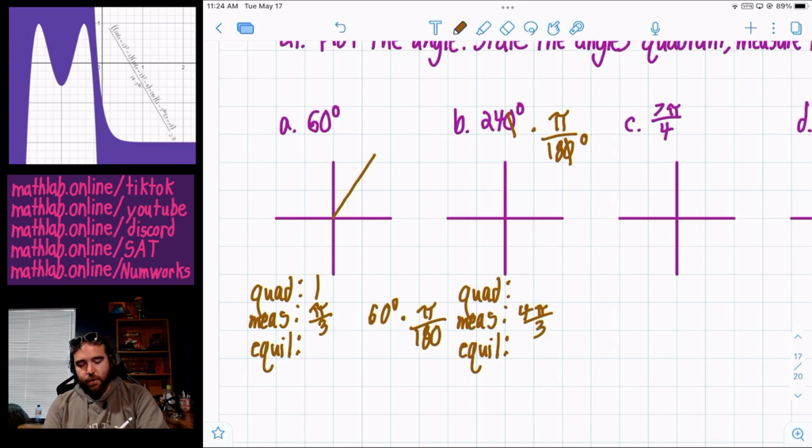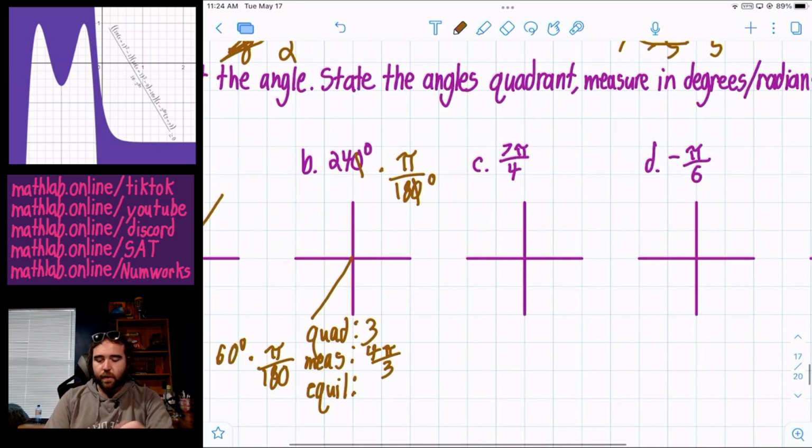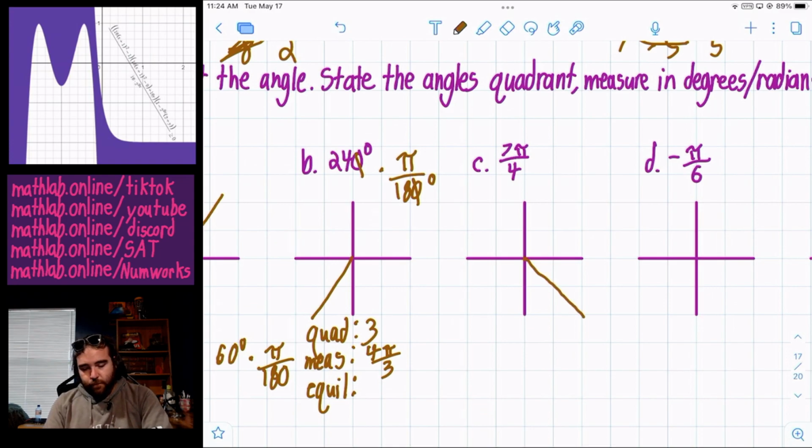Quadrant, see 240, so that's 60 more than 180. That's there. That's quadrant 3. And there is no equivalent angle. So let's see, 7 pi over 4. That's right here.